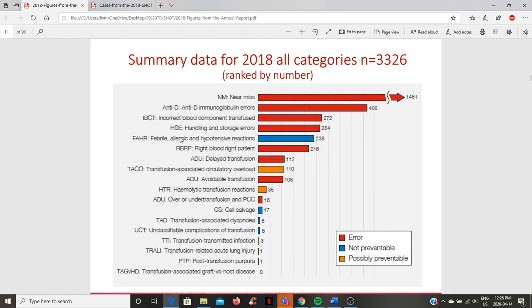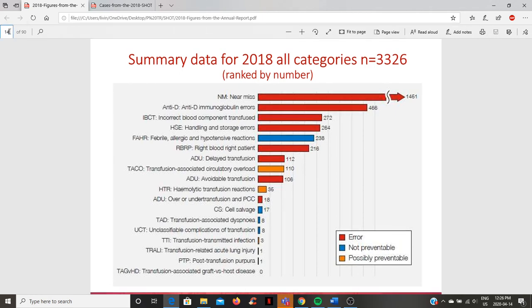They have their own categories like RBRP, right blood, right patient. So the right blood did go to the right patient, but there was an adverse event associated with it. Just giving you an idea there.